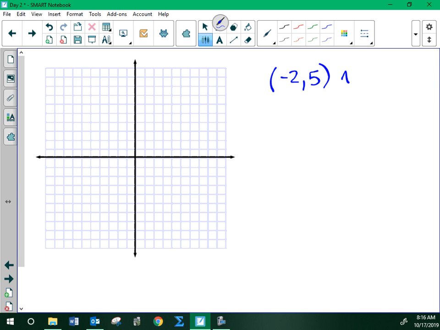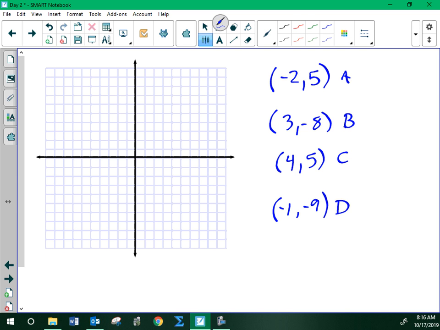I'm going to call this point A. So this is (3, -8), (4, 5) is C, and (-1, -9). Okay. So remember, the first number is your X. The second number is your Y. And X is this axis here. This is 0. This is 0. We count left to right, however much we need to go. This is my negative side. This is my positive side. So these are X's.